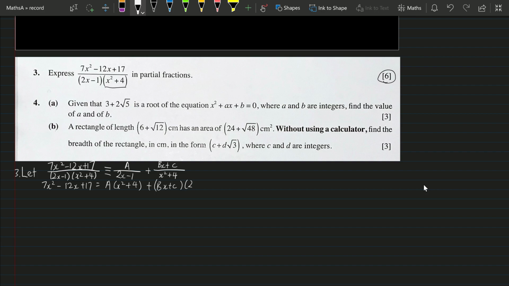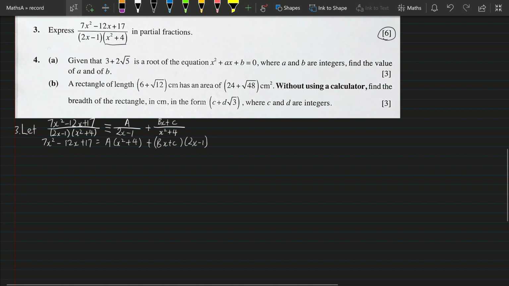Okay, then 2x minus 1. So I know different schools teach students different methods. You have things like cover-up rule and comparing coefficients and stuff. But for me, my preferred method is actually just letting x be some value, which actually is the basis of cover-up rule. But I prefer explaining it in this way because, in my experience, students understand this a lot better.